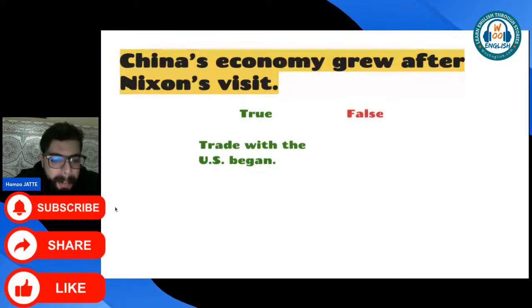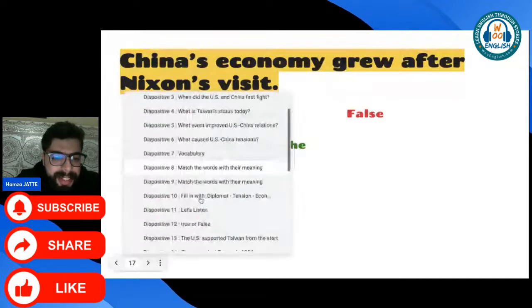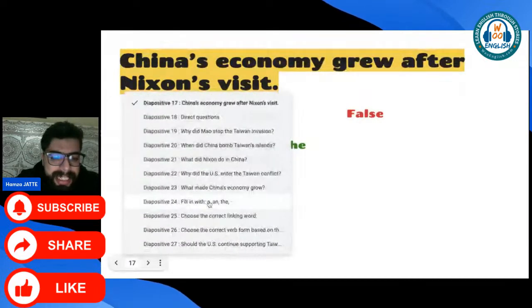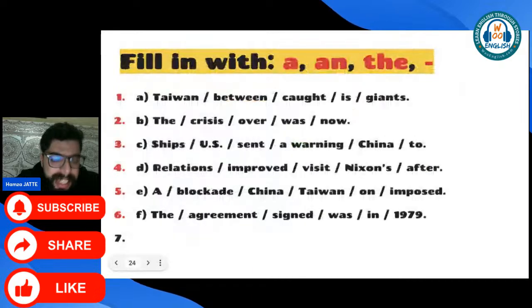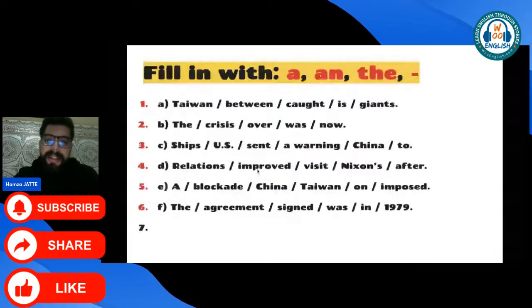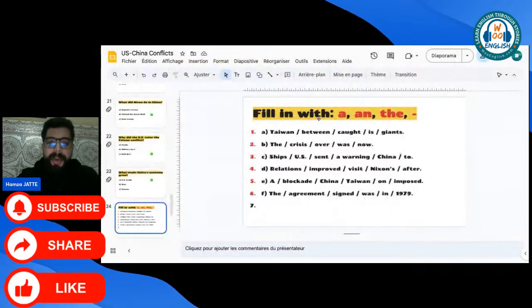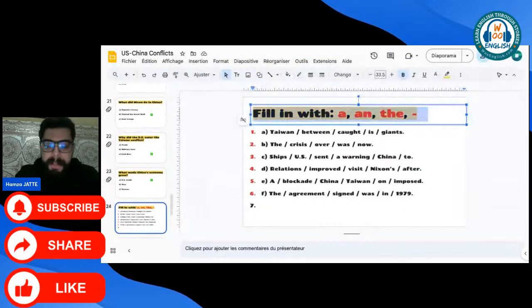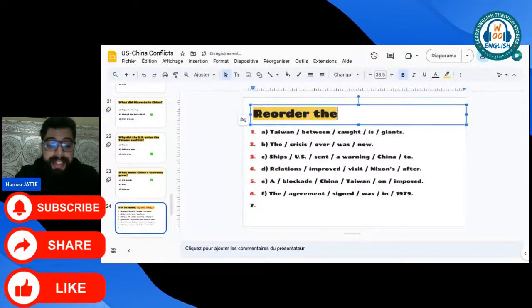All right. So I'm going to jump right into the exercise here. The exercise is to fill in with a, in, and do. All right. So let me correct it. Here it is: reorder the sentences.